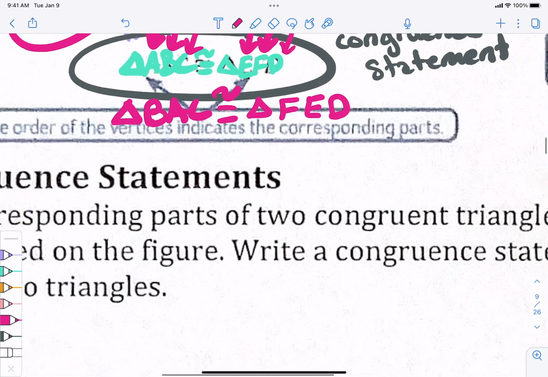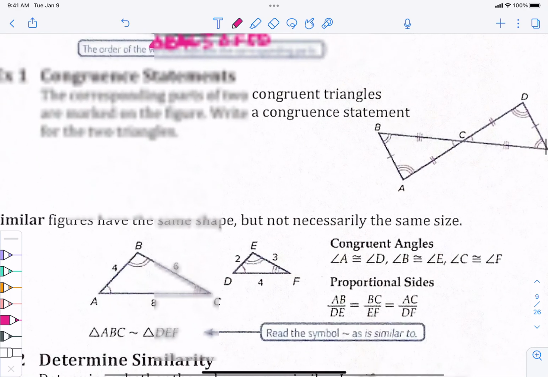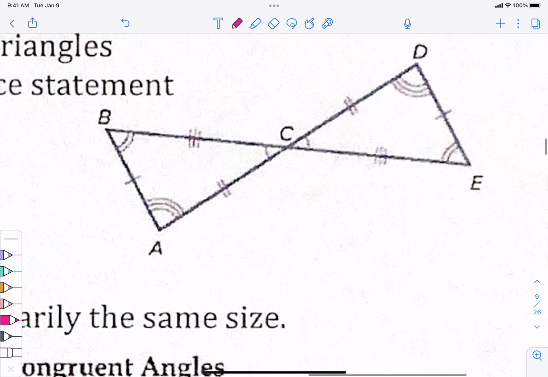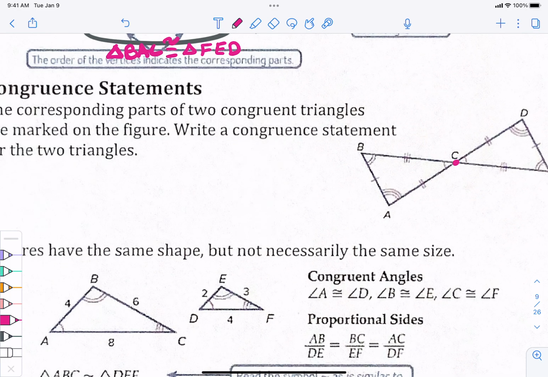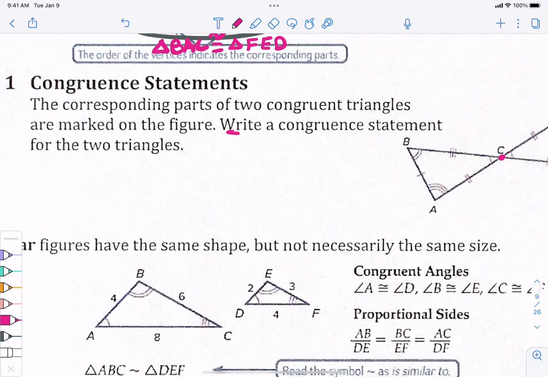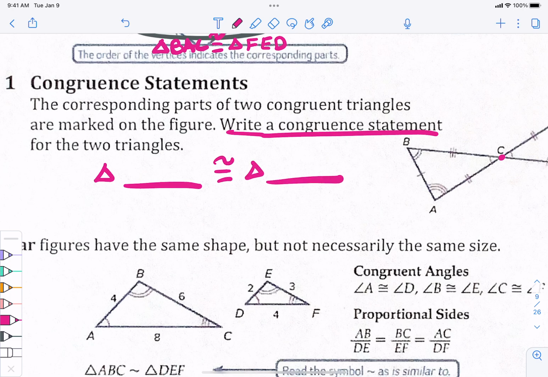Okay? All right, here we go. Let's go to example 1. We have these two triangles, and these two triangles are touching. They're sharing this point C in the middle, which is fine. They're saying that those two are congruent, okay? And it says that we want to write a congruence statement. So we're going to start with triangle whatever is congruent to triangle whatever, right? And we just have to name them. That's it.